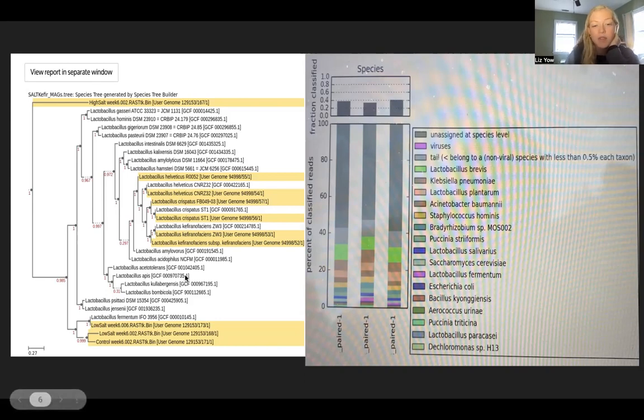There were changes in the composition when the low salt was added, because you can see the Lactobacillus fermentum is present here rather than in the control. However, the high salt changed the most.